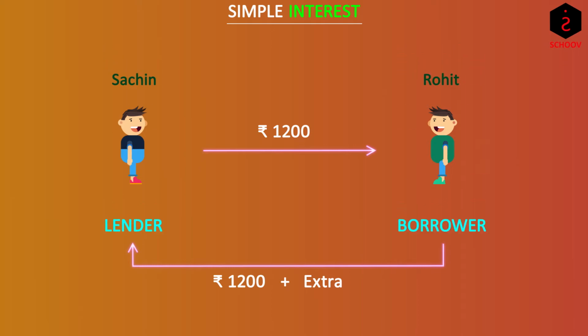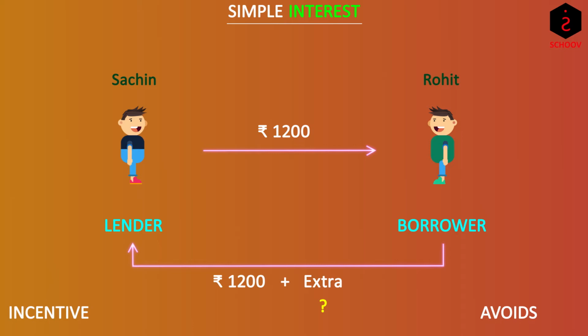And what does the borrower have to return? Original plus something extra. Why extra? Because if the lender doesn't get that extra, he does not have any incentive to lend money. And because of this extra, the borrower avoids taking or borrowing money.